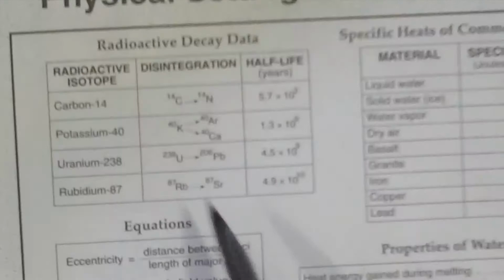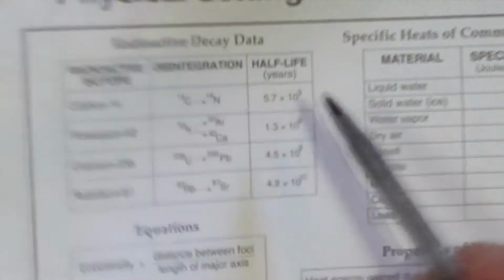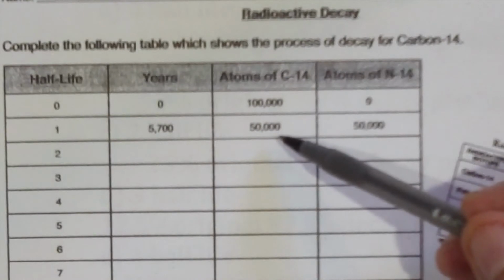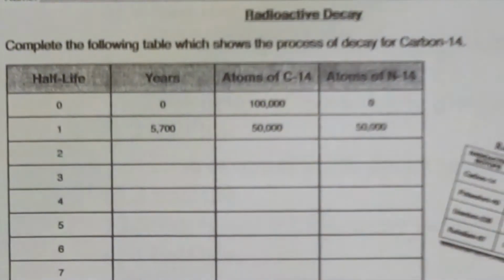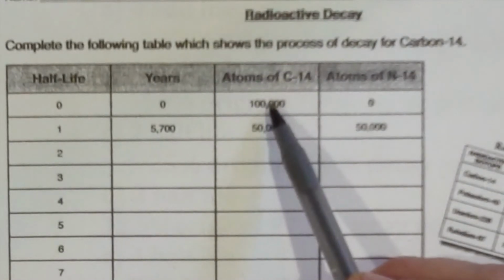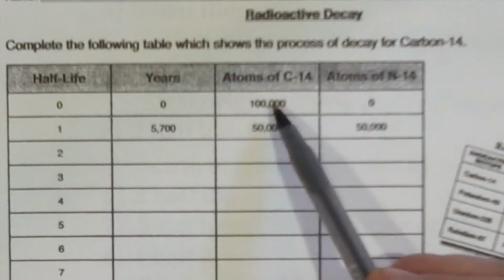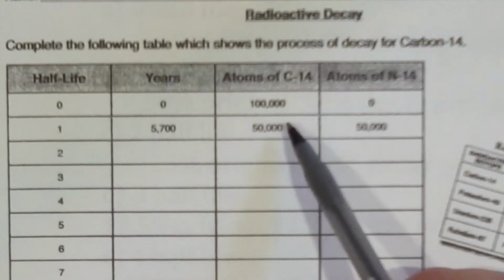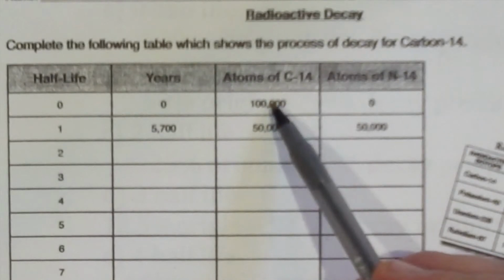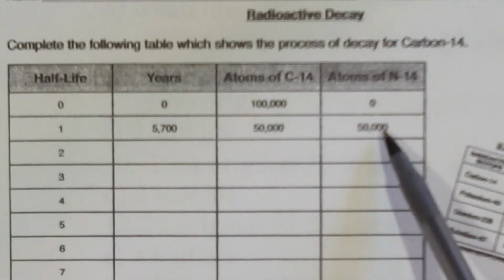5,700 years later, the reference table gives us that value for carbon-14's half-life. The 100,000 atoms of carbon-14 will have decayed to 50,000. During that time, what will be produced is nitrogen-14. And since we started off with 100,000 atoms of carbon-14 and only have 50,000 atoms of carbon-14 now, we know that 100,000 minus the 50,000 gives us 50,000 atoms of nitrogen-14.